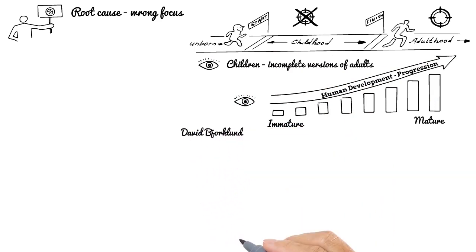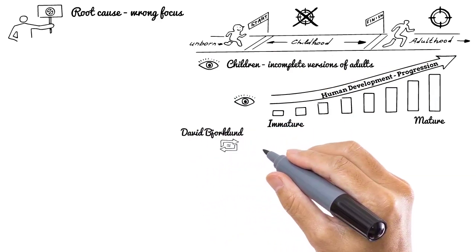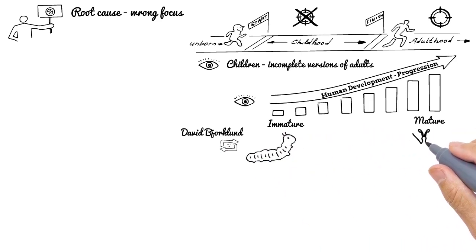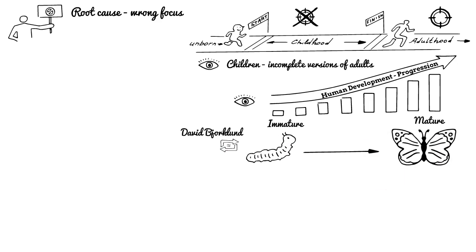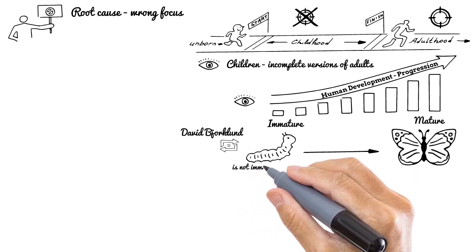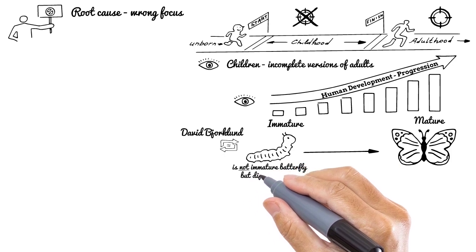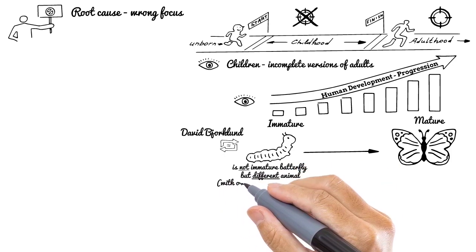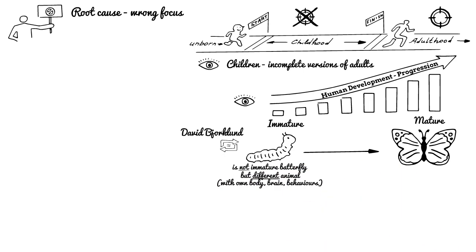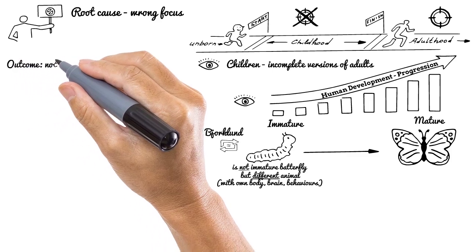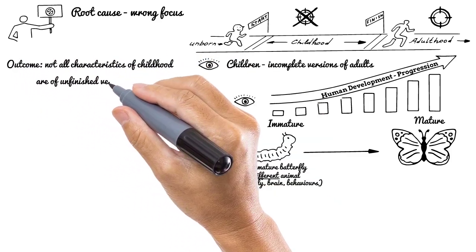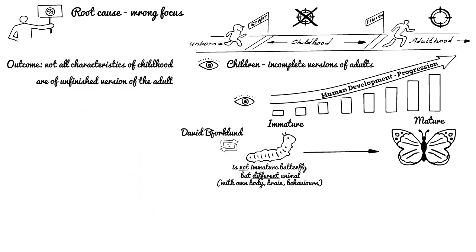David Bjorklund, a professor of psychology, compares such our vision with the analysis of a caterpillar's life, which will turn eventually into a butterfly. And the main idea is that the caterpillar is not merely an immature butterfly, but rather a different animal with its own body, brain, and behaviors that adapted to its present life as a caterpillar and not its future life as a butterfly. Bjorklund argues that just as the caterpillar has its own integrity, so does the child. An analogical outcome is, not all the characteristics of infancy and childhood are unfinished versions of the adult form.